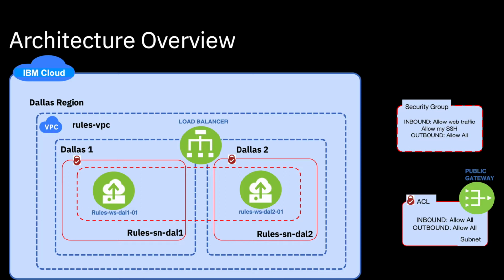So this is the architecture overview. I'm going to create a VPC in the Dallas region. It's going to again be called Rules VPC. It's a project name that I quite like to use, so I'm going to use that as a naming convention. What I'm going to do is create a subnet in the Dallas 1 zone and then in the Dallas 2 zone. I'm then going to put a web server into each of those different zones, and then I'm going to configure a load balancer so that we can see that the two sites are actually load balanced, and you can see that we've effectively got a highly available website. So without further ado, let's head off to the IBM Cloud Console.